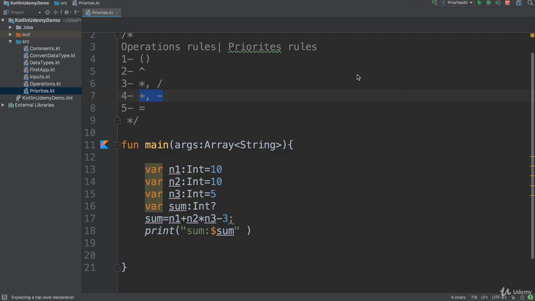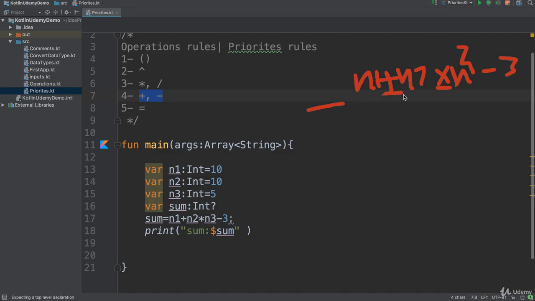He will come if we have number 1 plus number 2, multiplied by number 3, and all of them minus 3. The program will come in this way. He comes from left to right.